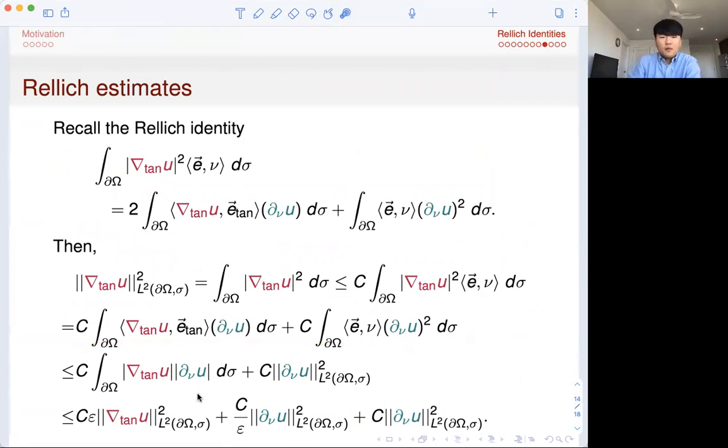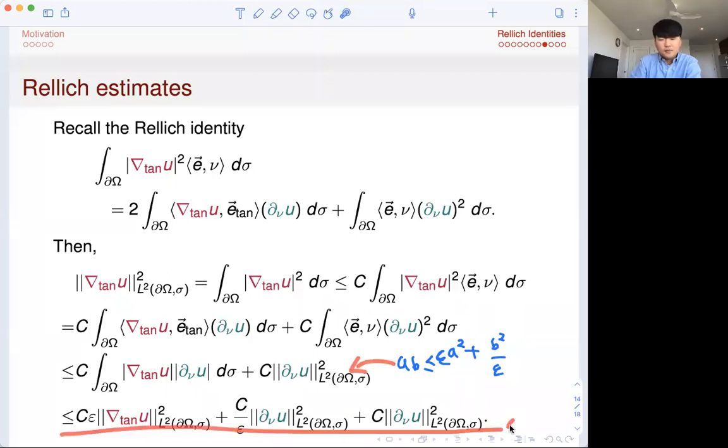Moreover, by the Cauchy-Schwarz inequality, we have this. This is because E10 and the inner product between E and nu are bounded by the constant. And we know that ab is less than or equal to epsilon times a squared plus b squared over epsilon. If you apply this inequality to this, then we get this.